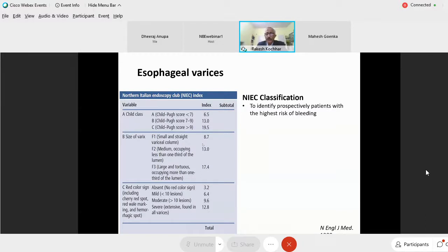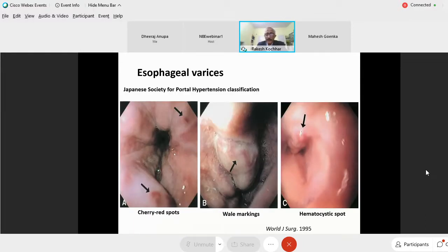Apart from the size of the varix, you have to describe whether there are stigmata of recent bleed or impending bleed. So some of them are cherry red spots. You see spots like this, varix on varix. Then you have whale marking. So this is a whale marking, as if someone has hit the varix with a lash kind of a thing. And then you have hematocystic spot. This is the classical varix on varix lesion. So these are stigmata of impending bleed or recent past bleed. So this description of esophageal varices has to have presence or absence of any of these stigmata.